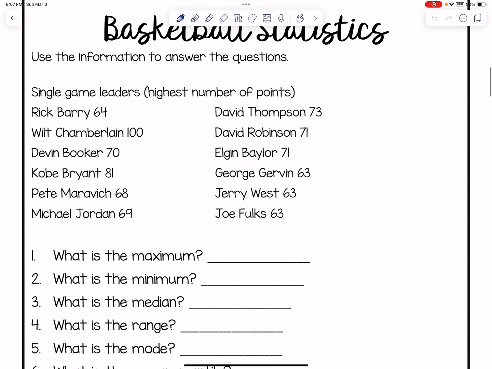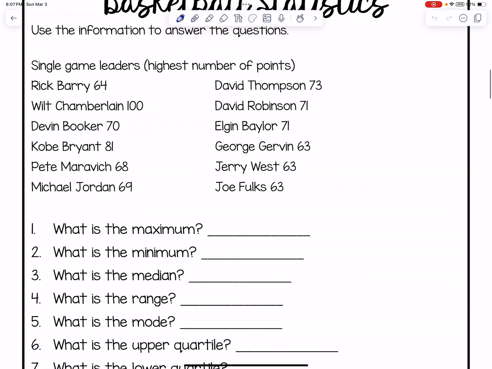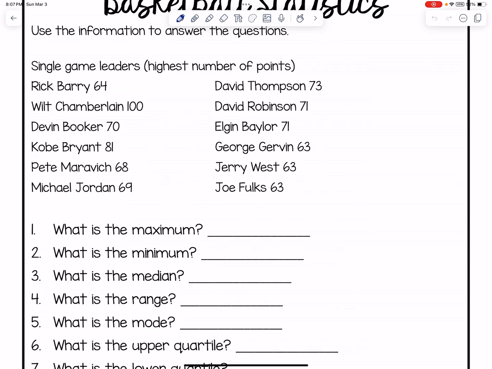We have some stats here of basketball players. These are single game highest number of points. Not sure of the date on this data to know if some of these stats are beaten by now, but anyway, let's go ahead and take a look. So what is the maximum? We know max is the biggest, so you can look through there and see that the maximum is 100. What's the min or the minimum? So I see 63. Is there anything less than 63? I don't think so. So it looks like the min is 63.